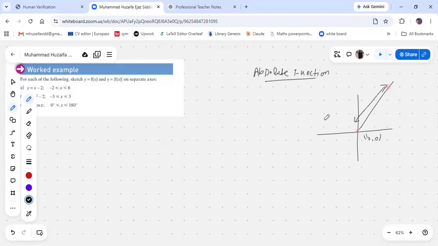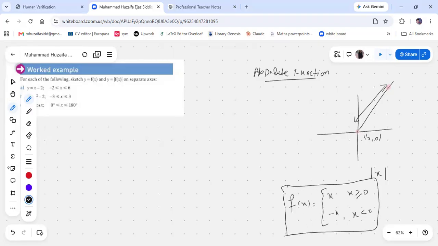We can denote it like this, mod of x, and it is defined as, f of x is x when x is greater than or equal to 0, and minus x when x is less than 0. So in mathematical format, we can define the absolute function in this type of format: this is greater than or equal to 0, and this is less than 0. This is the negative side, and this is our positive side. These are our absolute functions.